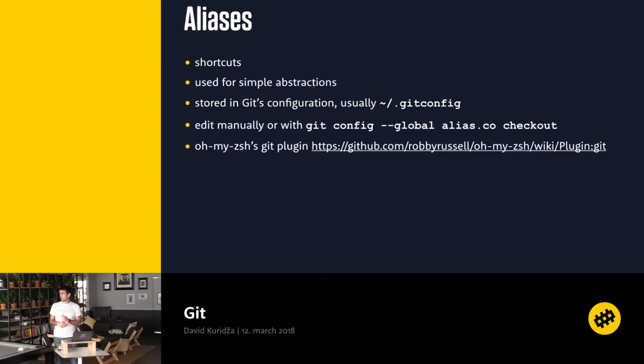Next thing that's really nice about Git is Git comes with support for aliases. So think of aliases as shortcuts.